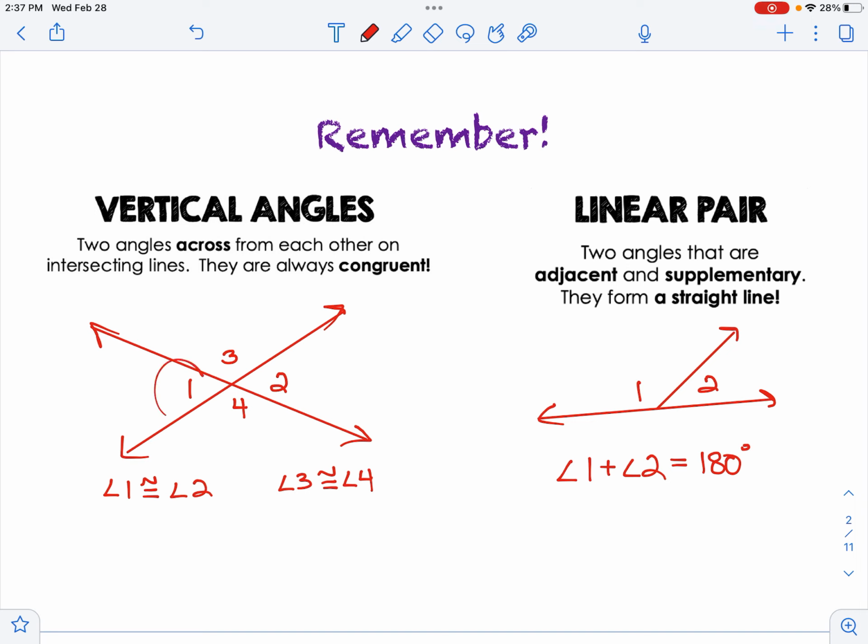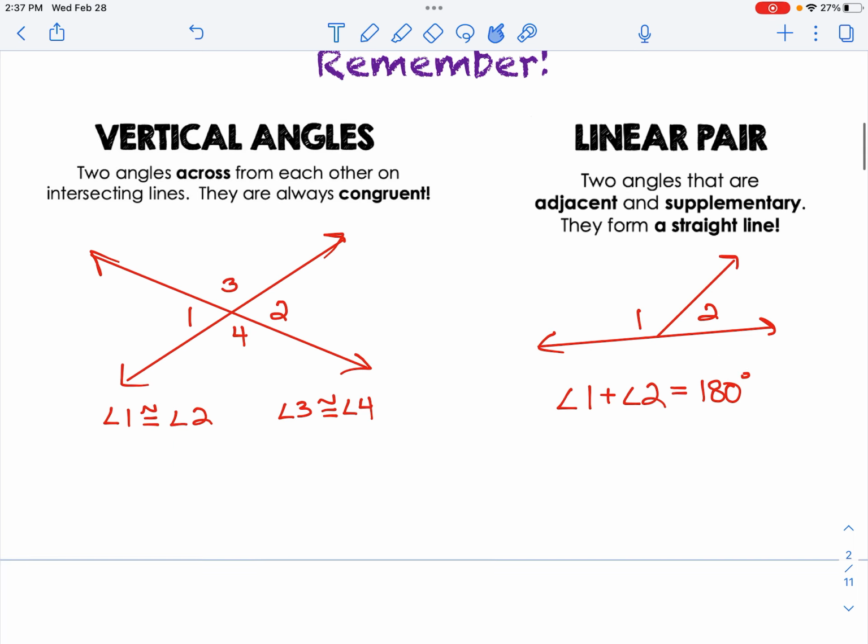So in this picture, angle 1 and angle 2 are across from each other. They're vertical angles. They're congruent. And the same with 3 and 4. They'd also be congruent. And then a linear pair, as a reminder, are two angles that are adjacent, in other words, right next to each other, and supplementary, meaning they add up to 180 degrees. They form a straight line. So in this picture, angle 1 plus angle 2 should equal 180. So those are two things that we've talked about a lot lately.